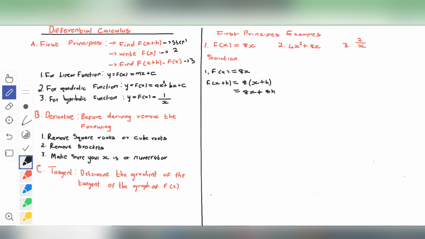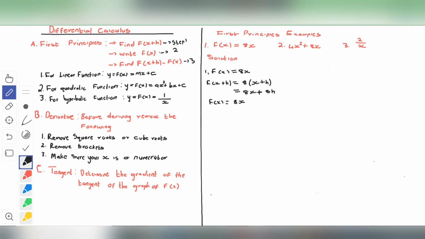So when we are done with that, the second step says write f of x, right? So we are going to write f of x. What is f of x? F of x is the equation that we're given, which is 8x, right? After writing it down, the third step says what? Find f of x plus h minus f of x. In simpler terms, I subtract the second step from the first step, right?